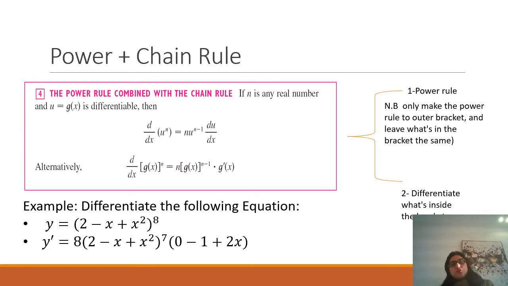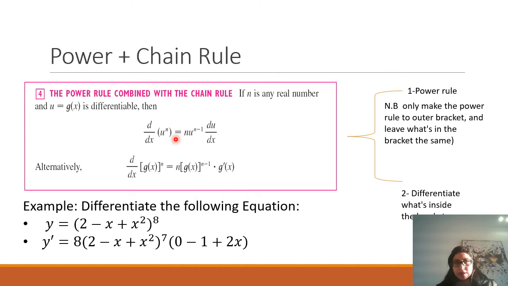Is there an easier way to do the power and the chain rule? Yes, it's a much easier rule. The rule tells you that if you have any function to a certain power, you do the power function first. So if I have u to the power n, I bring the n down, and then u to the power n minus 1, and then I differentiate the inner function u.